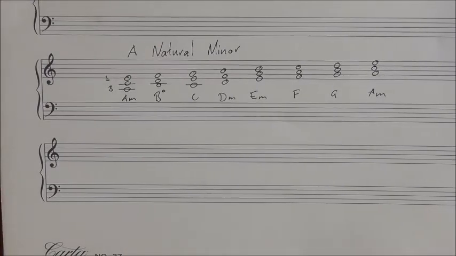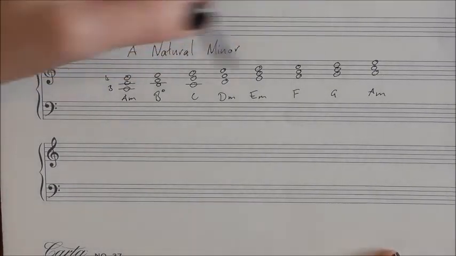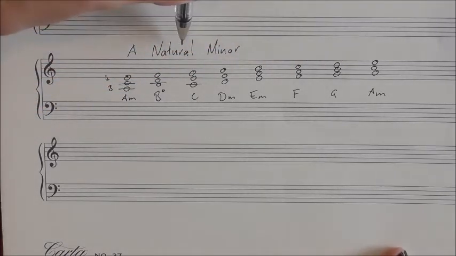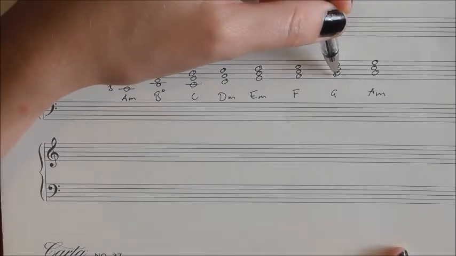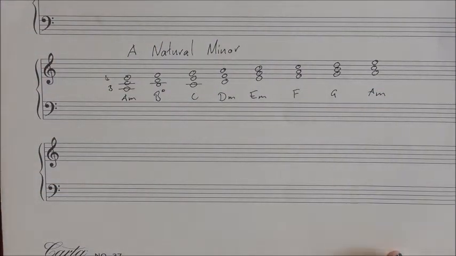Usually, you probably remember me always talking about the raised 7th when it comes to minors. The raised 7th is the 7th note, 1, 2, 3, 4, 5, 6, 7, but in a natural minor, there's no raised 7th. So our G is not raised by a semitone, which would make it a G sharp in a harmonic minor.